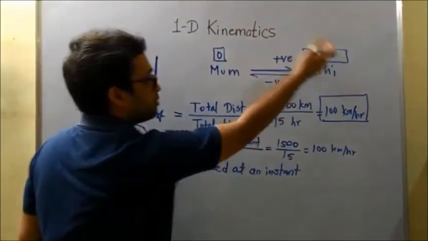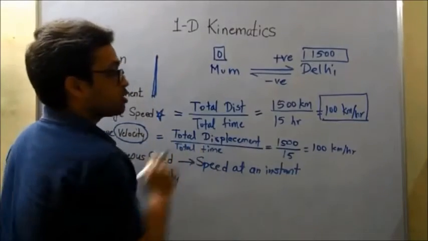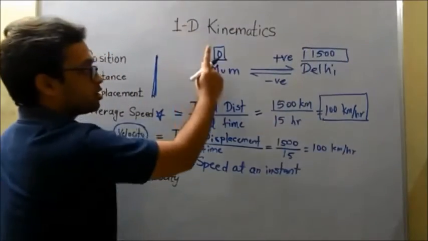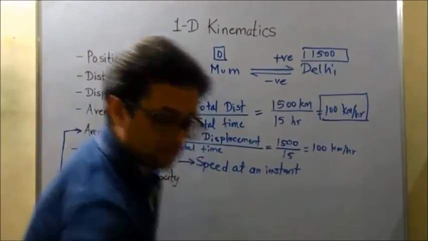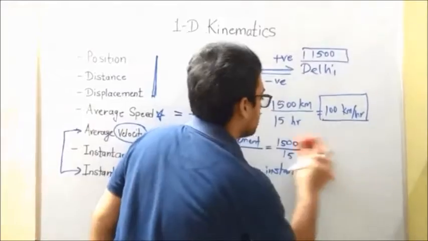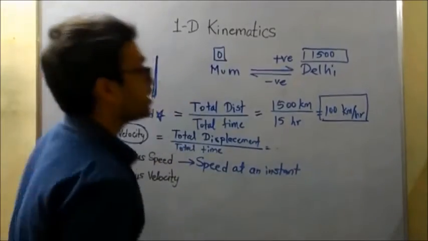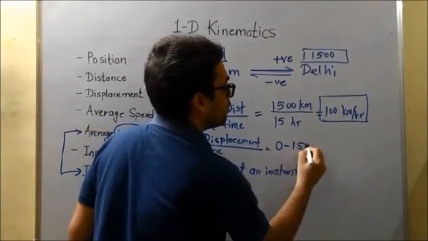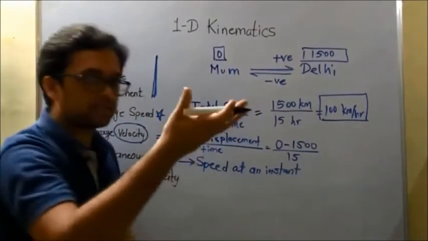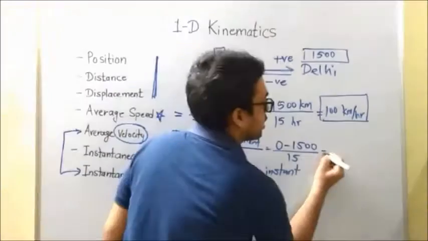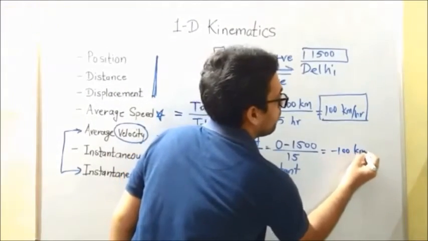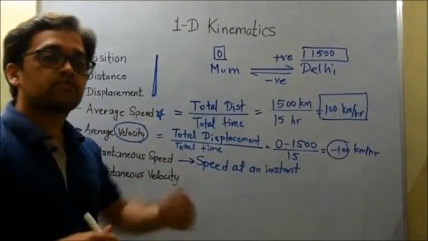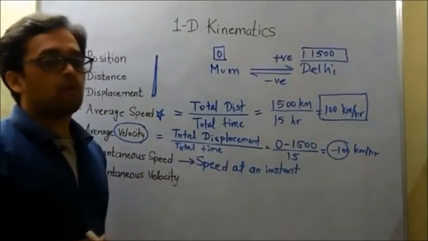While coming back from Delhi to Mumbai, what is the total displacement? What is the initial position? Initial position is Delhi. What is the final position? It is Mumbai. So what is the velocity while coming back? It is final position minus initial position. So it is 0 minus 1500 by the same total time it will take while coming back from Delhi to Mumbai. So that makes it minus 100 km per hour. This minus sign takes care of the direction. That is where the velocity has its own importance.